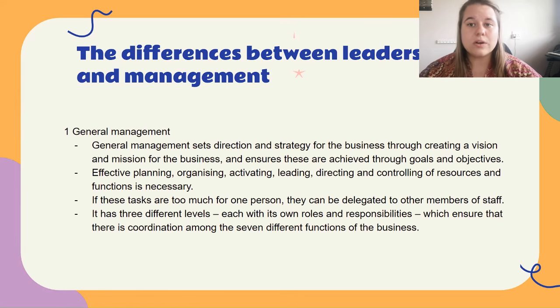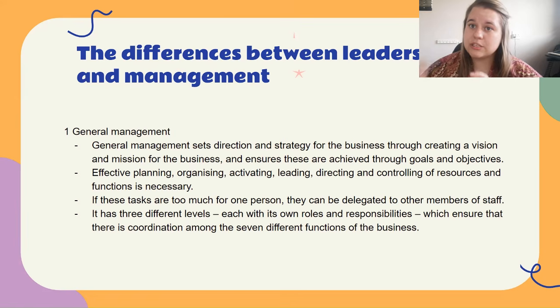Effective planning, organizing, activating, leading, directing, and controlling of resources and functions is necessary. If these tasks are too much for one person, they can be delegated to other staff members. It has 3 levels, each with its own responsibilities and roles, which ensure that there is coordination amongst all 7 different functions of the business.